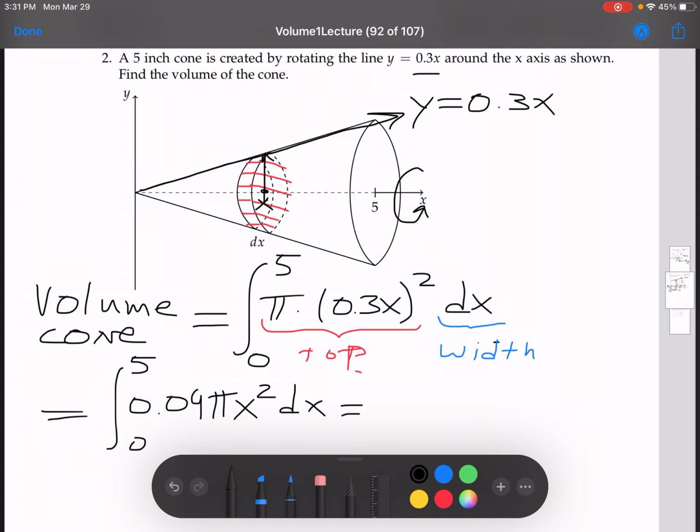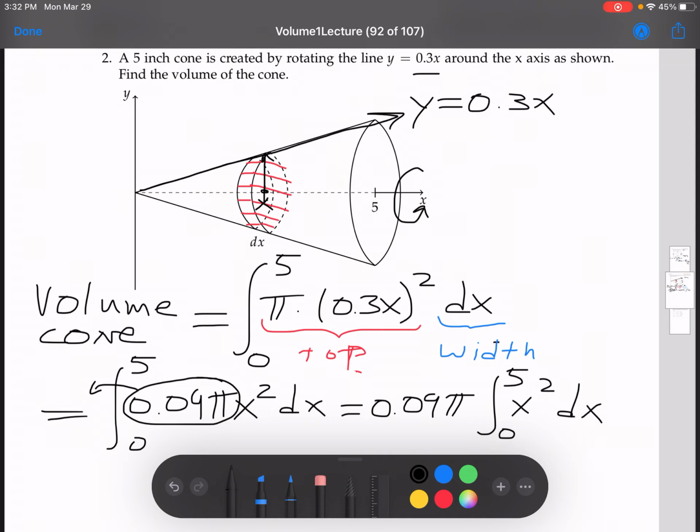Now, one nice thing to do, remember these are constants here, let's just pop those out to the front. So we have 0.09 pi times the integral from 0 to 5 of x squared dx. We know how to do that. And our final answer is 11.78. Now we're dealing in inches, so our units will be inches cubed.